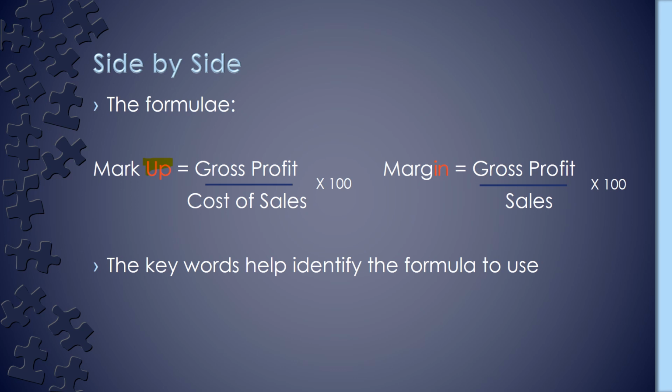So markup means you need to go up from something, therefore you need to use the cost of sales, because we're going to step up from the cost of sales to the selling price. And the margin, the "in" bit, means everything's all in there. So the sales price includes your cost of sales and your gross profit. So if you're talking about margin, then you need to use the sales figure.